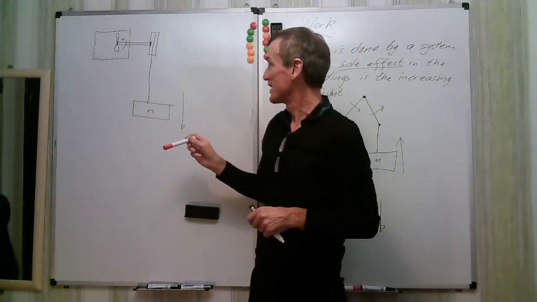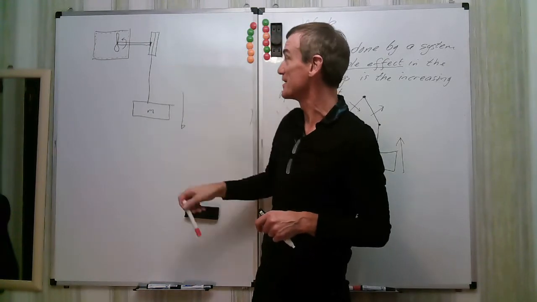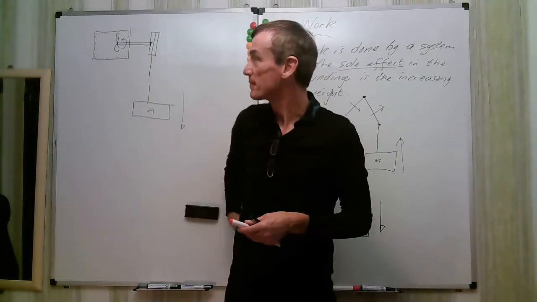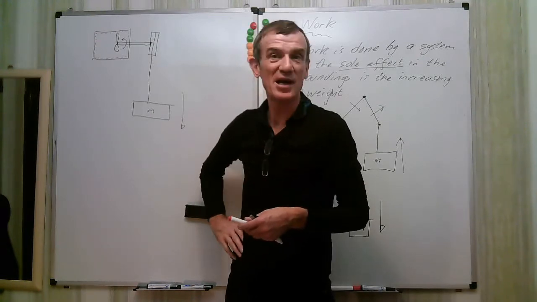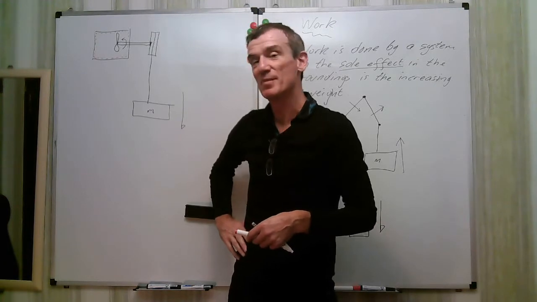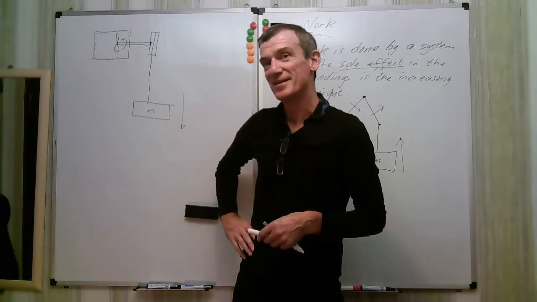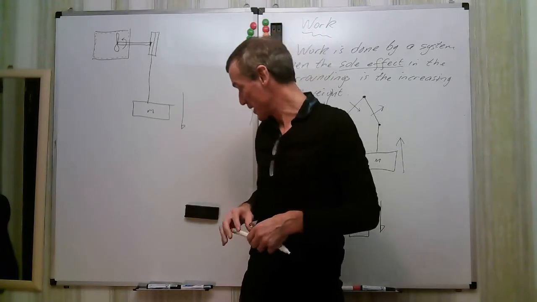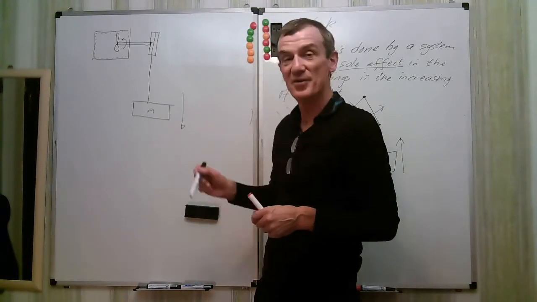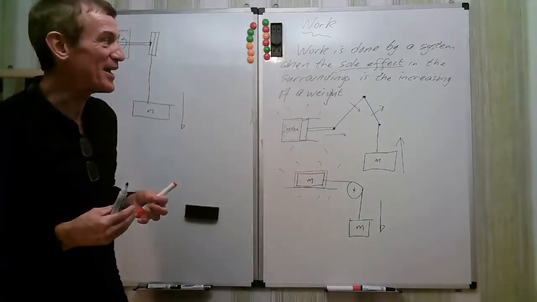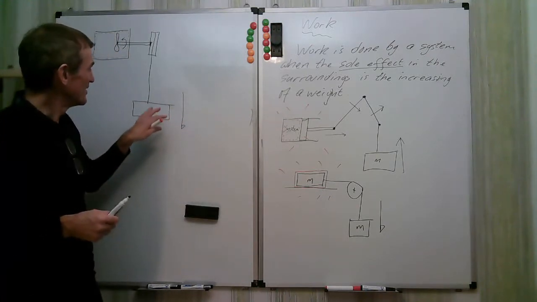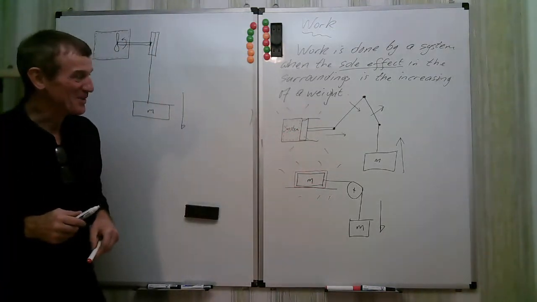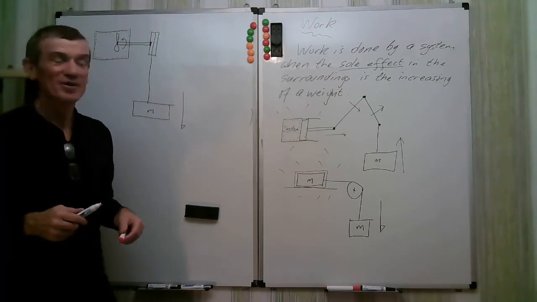What's happened in this case is that, again, if there's a lowering of a weight, the surroundings are losing energy. Energy must be finding its way into the system. And we can guess what's happening to the water in there. If energy is being supplied, well, we've just mentioned the first law, the internal energy will increase, so the temperature will increase by this particular process. So all work can be thought of in this way, by connecting frictionless devices to our system, which has the effect of lowering or raising a weight in the surroundings.